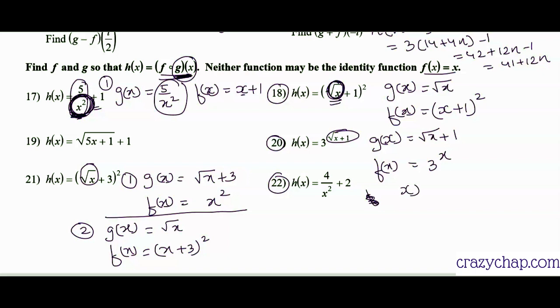We can suppose g(x) as x square, and if g(x) is x square, the f(x) could be 4 over x, because that we have supposed as g(x). So I will say 4 over x plus 2. I hope it makes sense, guys, right?